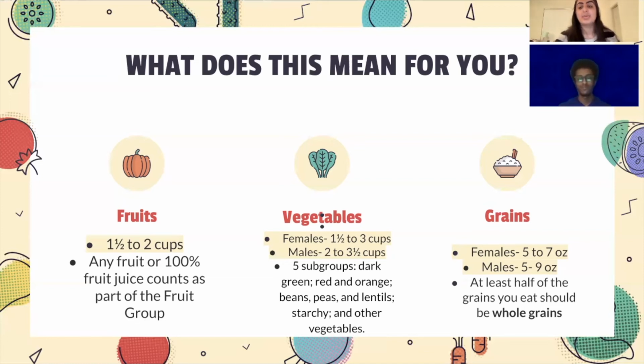Okay, so now let's talk about grains. So grains for females are 5 to 7 ounces, while for males, it's 5 to 9 ounces. And we talked about at least half of the grains you eat should be whole grains. That is really important. That is making sure that you get all the nutrients from grains that you can.